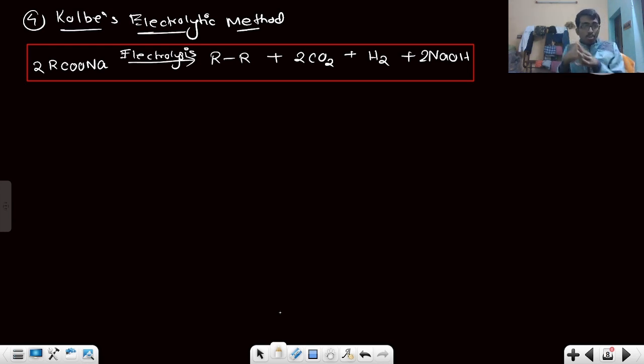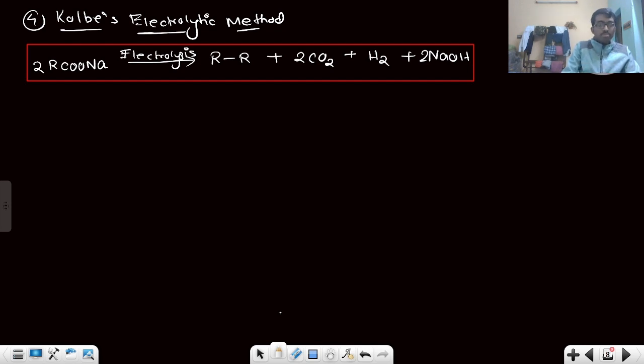Very important question. Sometimes we will be getting confused. Like sodium propanoate, if you make it undergo decarboxylation, it will give you ethane. But if you take it for Kolbe, it will give you butane, not ethane. Right? This is the thing that you need to remember. This will not degrade the number of carbon, but that will degrade the number of carbon. Right? Understood? Any doubt?